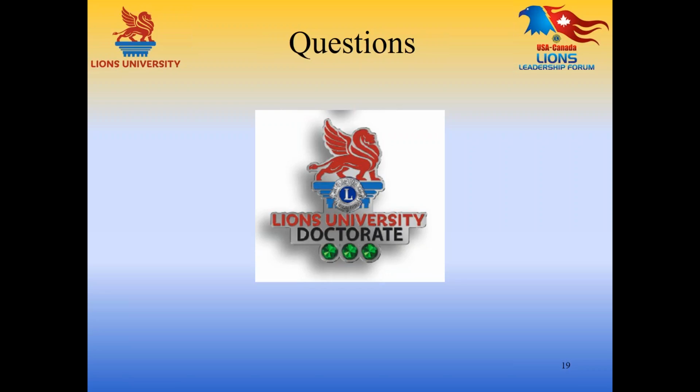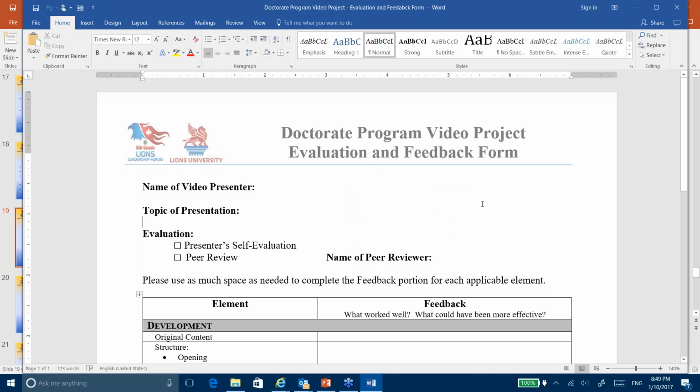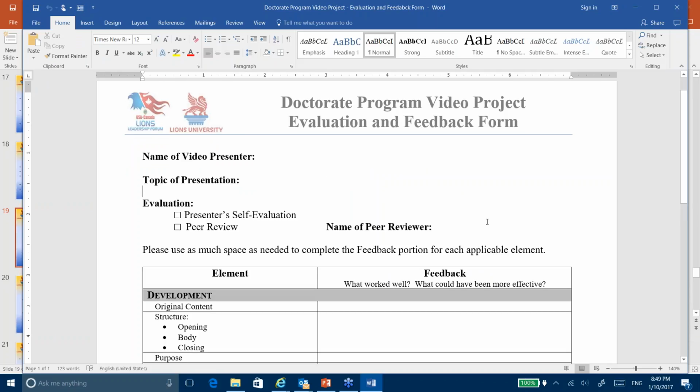Lyons, I'm going to go ahead and pause the presentation and call up the evaluation form. And for everyone's information, if you go to the course page for the 300 course, it is now downloadable directly there as a Word document for you to fill out. But let me call that up and show you what it looks like.